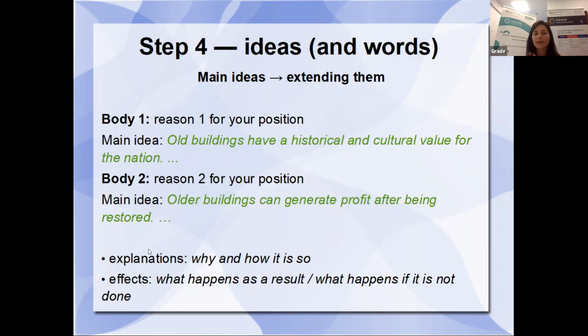When we think how to extend them logically, we can think about explanations. For instance, why? So I wrote here, old buildings have a historical and cultural value for the nation. Why do they have a historical value, or how do they have this cultural value for the nation? I have to explain. Even if I add one sentence about historical value and then one more sentence about cultural value, that will be already 3 sentences, more or less fine, yeah?